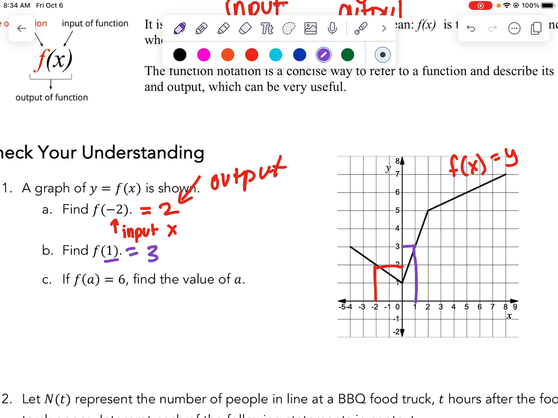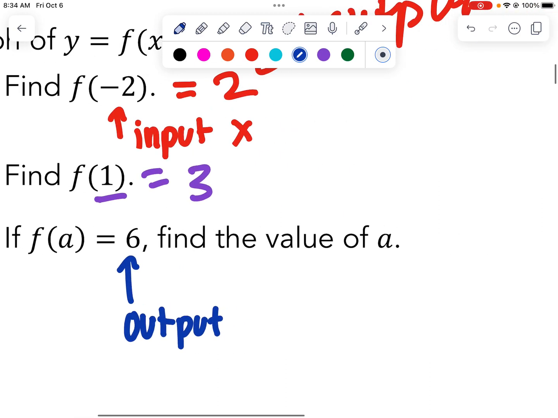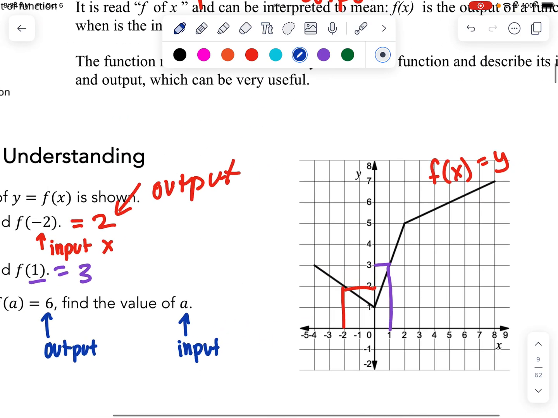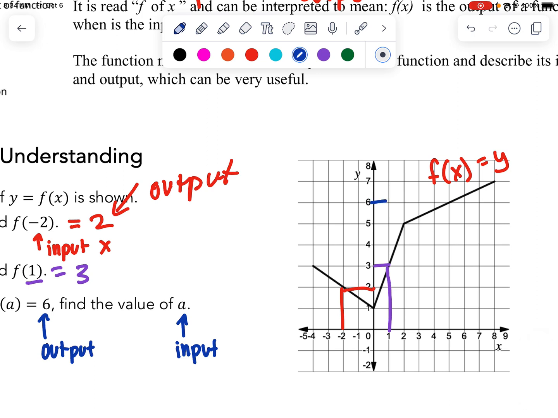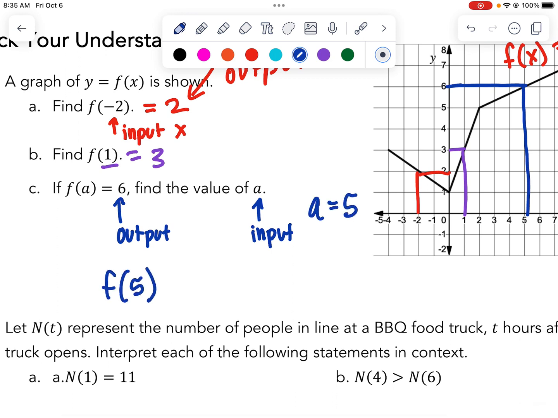Now it says f of a equals 6, find the value of a. This time it gives you the output. It wants you to find a, which is the input. So if we have the output, this time we're going to go here. Output is 6, go over and down, and the input is 5. So we would say f of 5, when the input's 5, the output is 6. There's the answer.